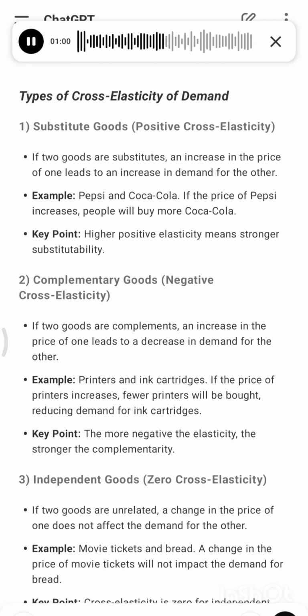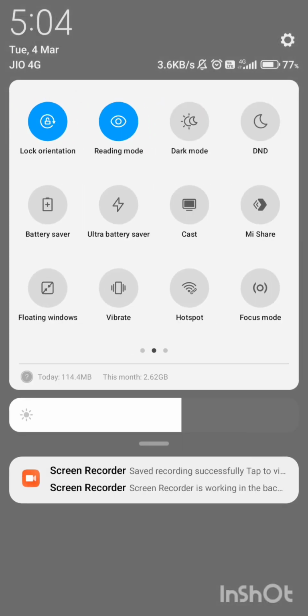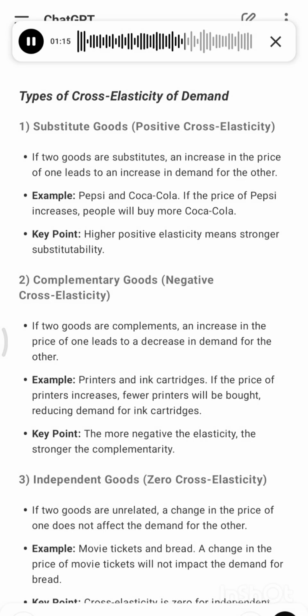2. Complementary goods, negative cross-elasticity. If two goods are complements, an increase in the price of one leads to a decrease in demand for the other. Example, printers and ink cartridges. If the price of printers increases, fewer printers will be bought, reducing demand for ink cartridges. Key point, the more negative the elasticity, the stronger the complementarity.